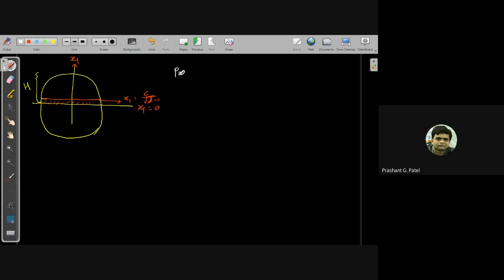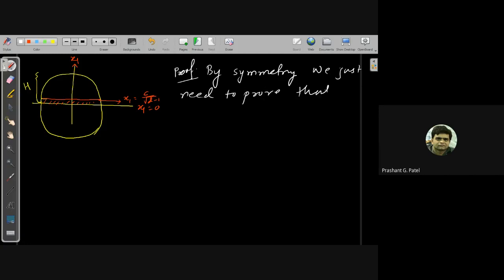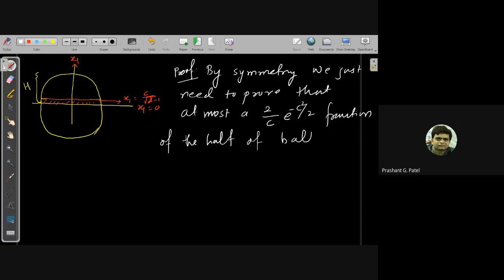So let me write that here. By symmetricity, we just need to prove that at most a 2 by c e power minus c square by 2 fraction of the volume of the half of the unit ball with x1 greater than or equal to 0 has x1 greater than or equal to c by square root of d minus 1.